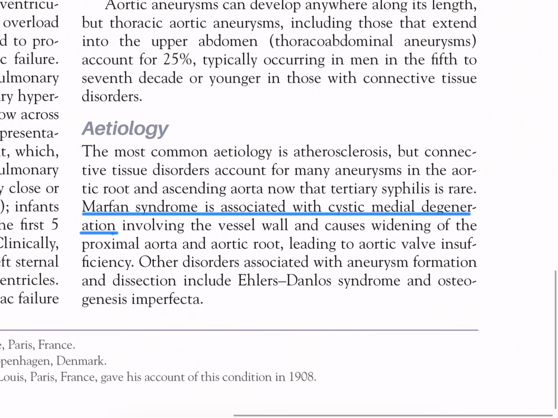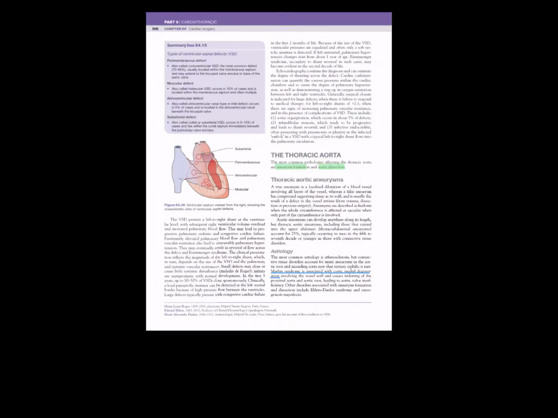Etiology. The most common etiology is atherosclerosis, but connective tissue disorders account for many aneurysms in the aortic root and descending aorta now that tertiary syphilis is rare. Marfan syndrome is associated with cystic medial degeneration involving the vessel wall and causes widening of the proximal aorta and aortic root, leading to aortic valve insufficiency. Other disorders associated with aneurysm formation and dissection include Ehlers-Danlos syndrome and osteogenesis imperfecta.